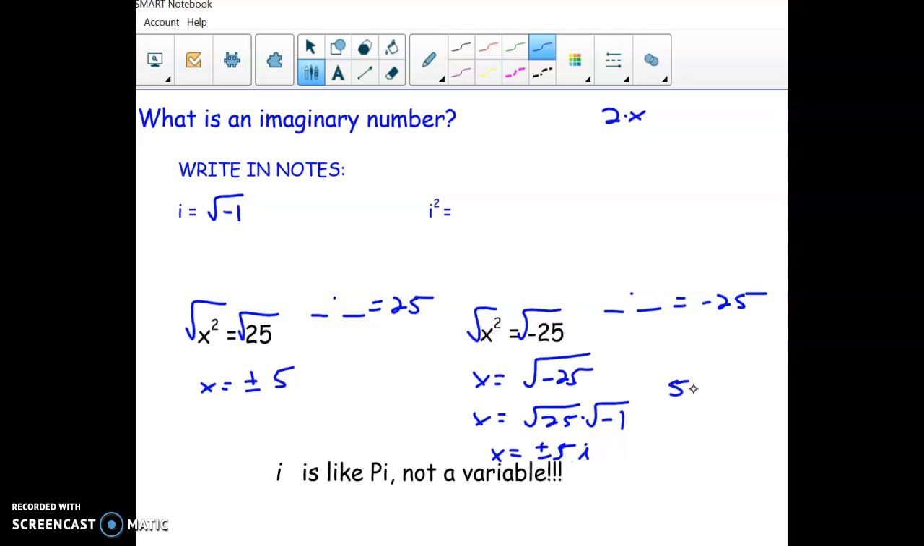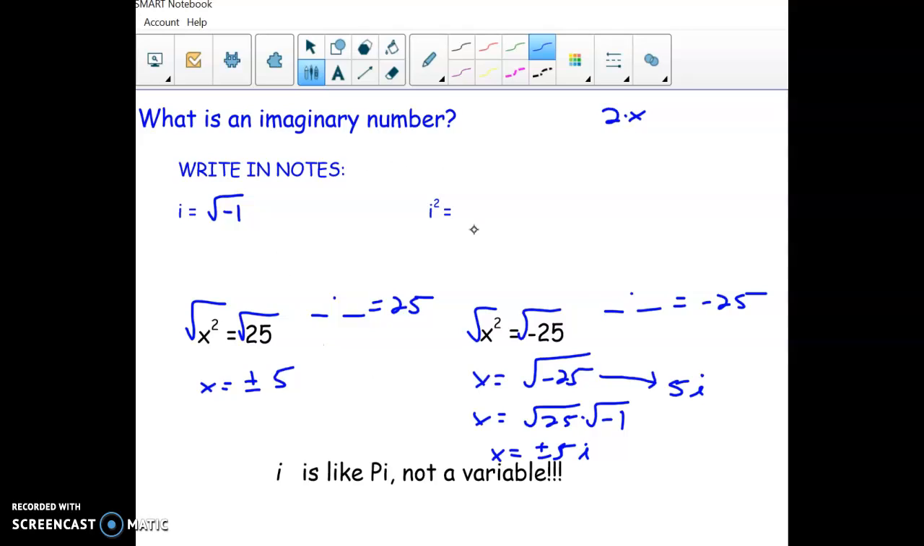So sorry, I'll write that a little bit neater there. The square root of -25 is plus or minus 5i. In this video, I'm not going to worry too much about the plus minus part. The concept here is basically that when you take the square root of a negative number, you get an imaginary number, in this case 5i.